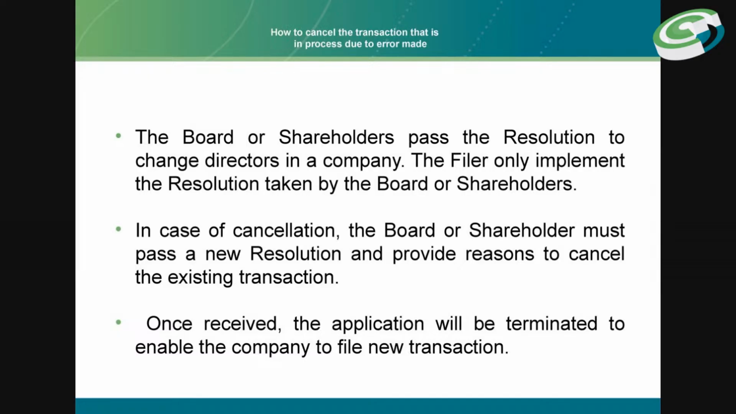So the board or the shareholders will have to request for the cancellation of the pending application that is blocking the filing of the new application. Then once we receive that request, we will remove the application from the system. And then now the company can file the new application with the correct status of resignation, for example.